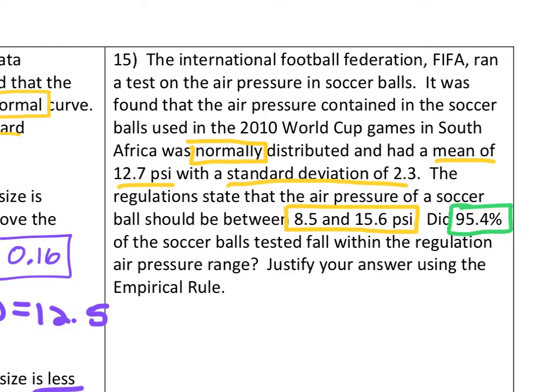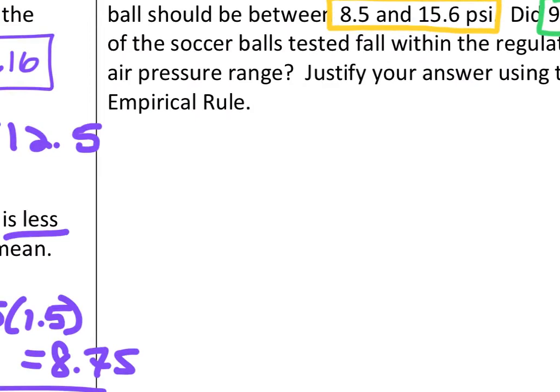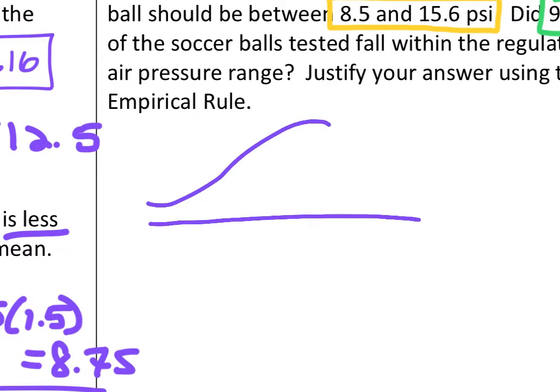Then the area under the graph, or the probability between the mean plus 2 standard deviations and the mean minus 2 standard deviations. And so I kind of like to make a little note to myself that the mean is 12.7 and the standard deviation given is 2.3. And then I'm going to make a real quick normal curve here.